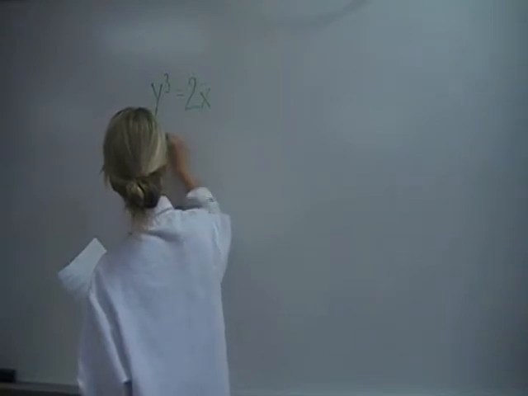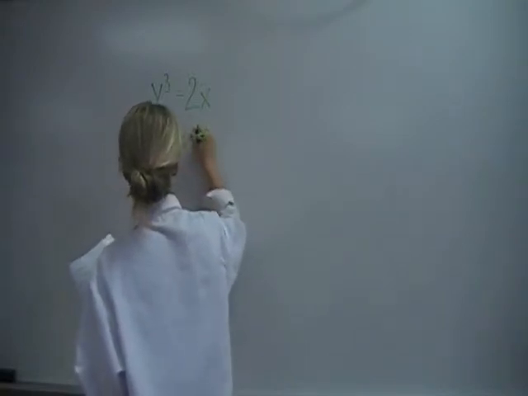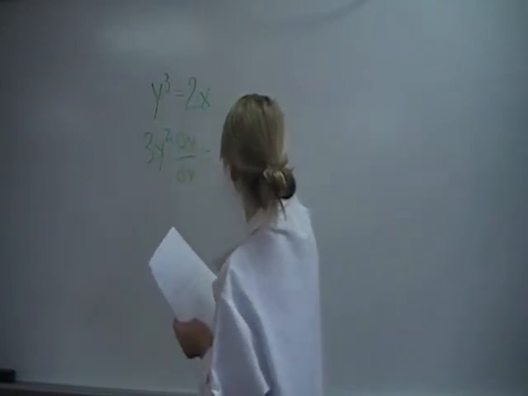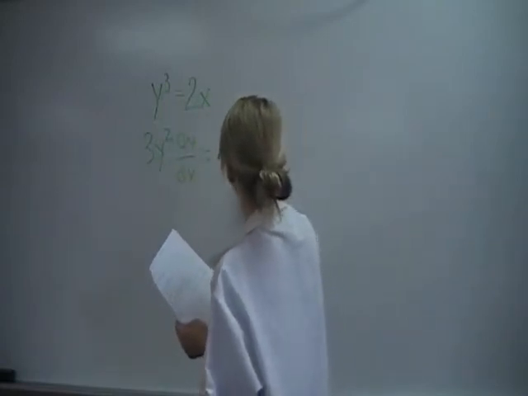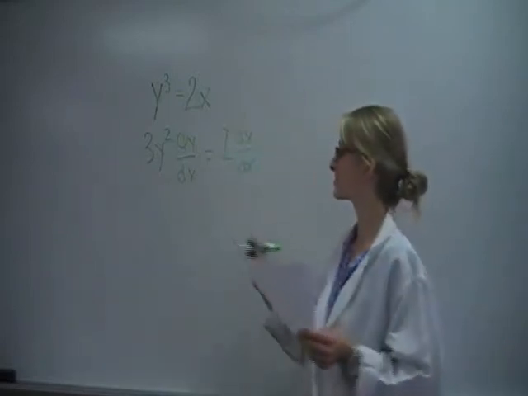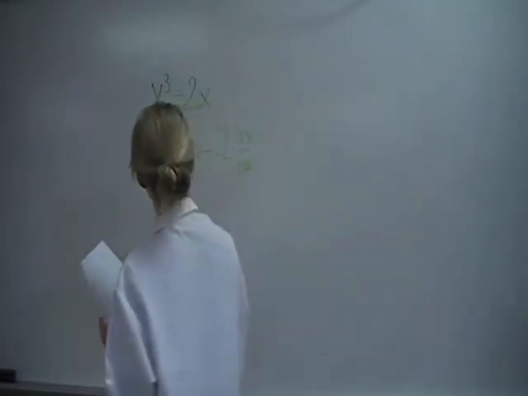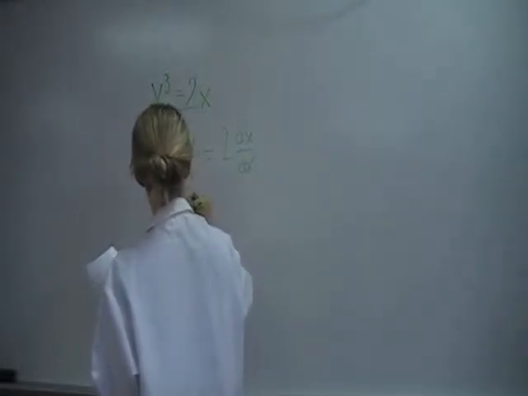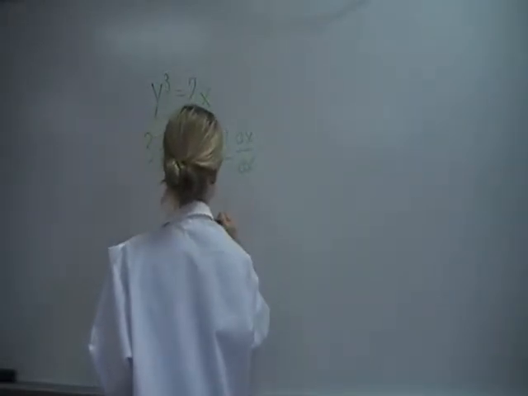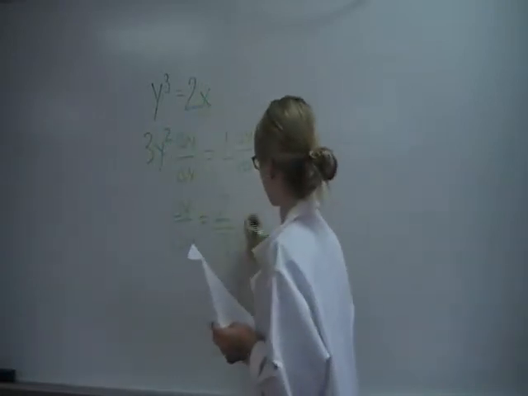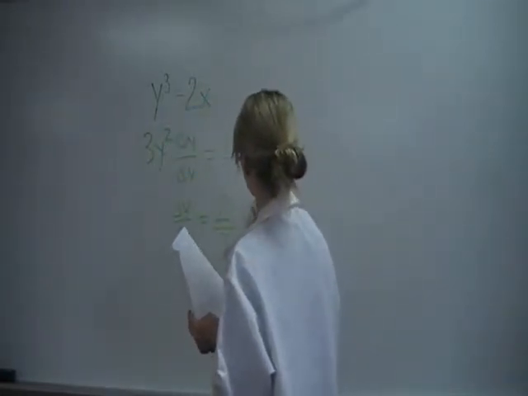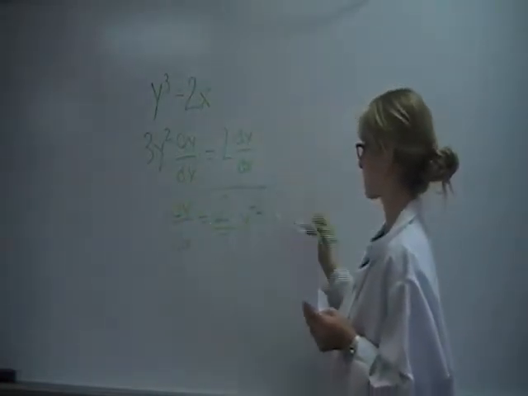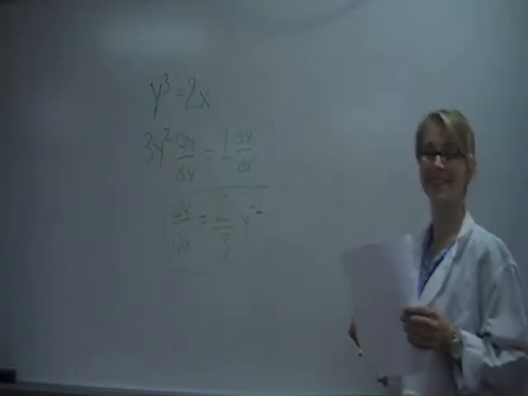To find the derivative of the function, take the derivative of both sides. Isolate dy/dx by dividing both sides by 3y squared. You finished the problem.